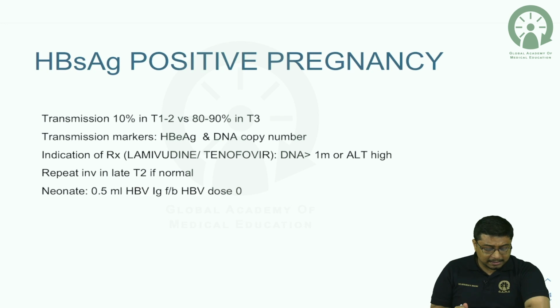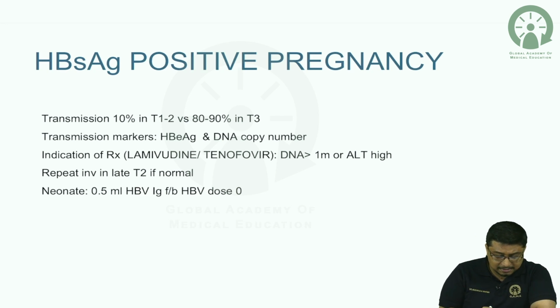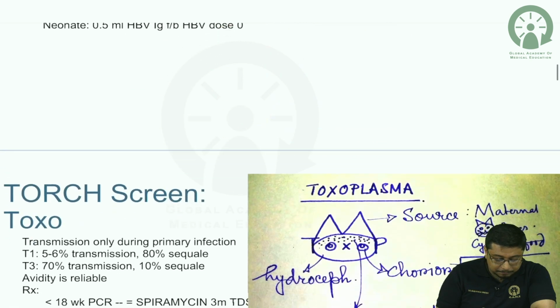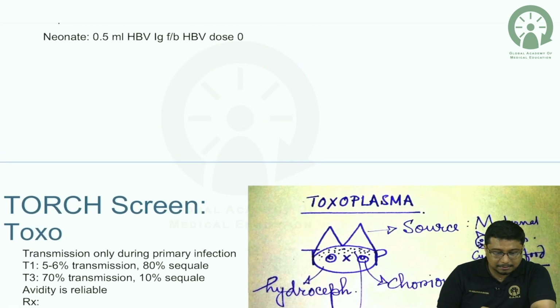So HBsAg positive pregnancy, that is hepatitis B positive pregnancy. Transmission depends on HBeAg and DNA copy number, lamivudine or tenofovir. Tenofovir is given to the mother to reduce transmission, and the neonate is given the vaccine as well as the immunoglobulin immediately.